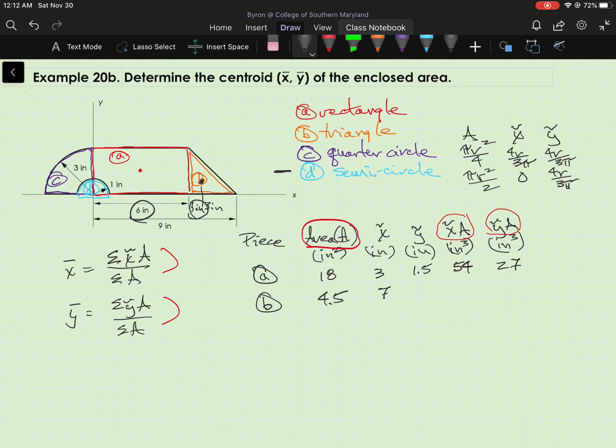Y tilde, we can just calculate that directly. It's going to be 1/3 of the height of the triangle, and since the base of the triangle is on the x-axis, it's just going to be that 1 inch. Now we calculate x tilde A, 31.5, y tilde A, 4.5.